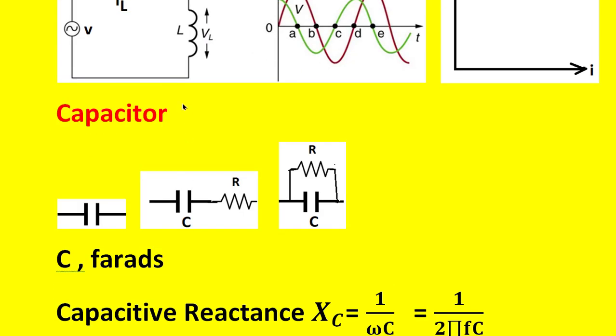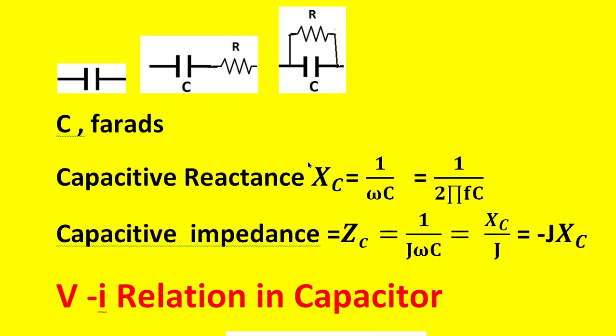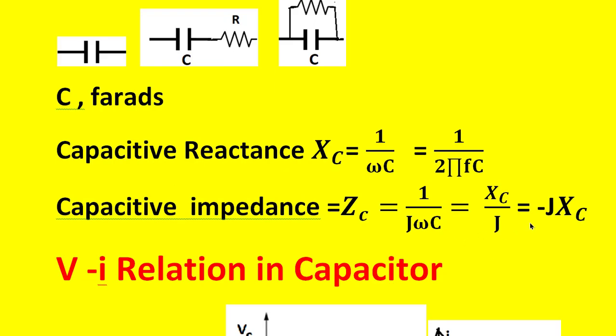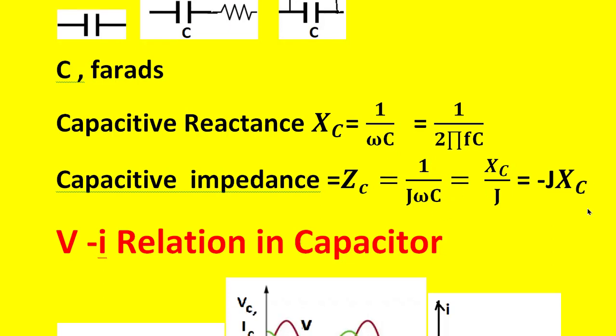Similarly, when you go to the capacitor, the capacitive reactance is represented by Xc, that is equal to 1 by omega C, that is also equal to 1 by 2 pi fC. And coming to the capacitive impedance, we represent with Zc, then we get 1 by j omega C, and if you further simplify it, that is multiplying both numerator and denominator with j, then we get minus j into Xc.